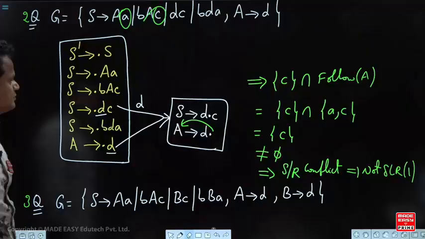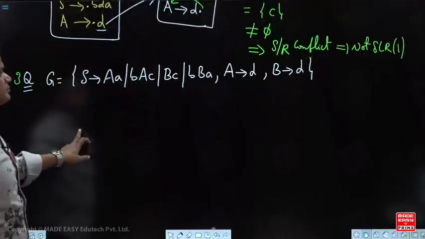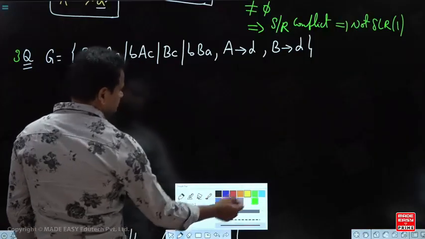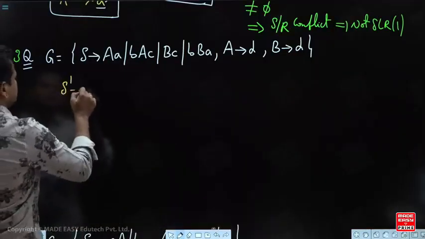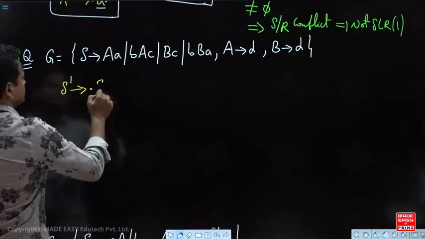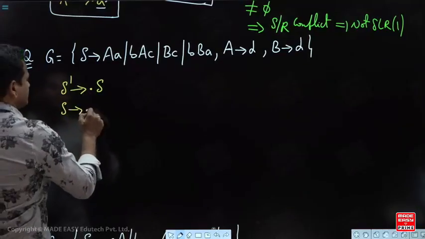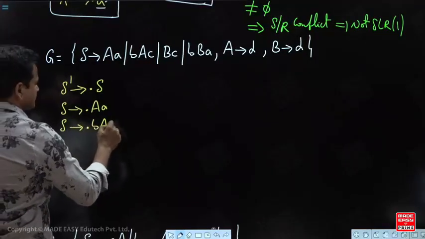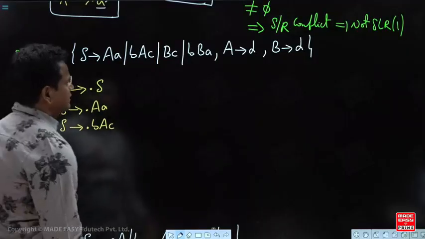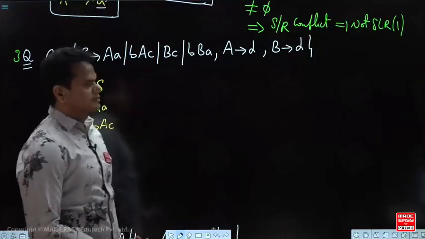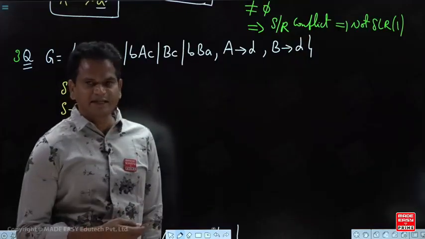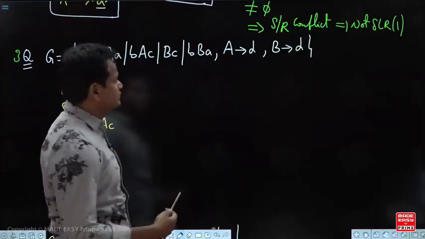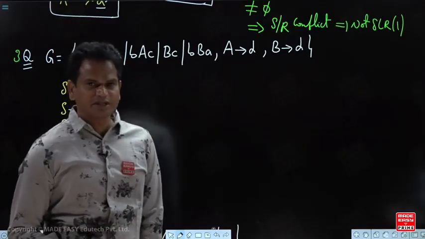So have you copied this one? S dash derives dot S, and S derives dot AA, S derives dot BAC. Those who are seeing this for the first time, this one. Now, do you feel that it is easy? We have done 2 questions only as of now. One is reduce, the other one is shift reduce you got. Do you feel that it is easy? Can you do this question immediately?